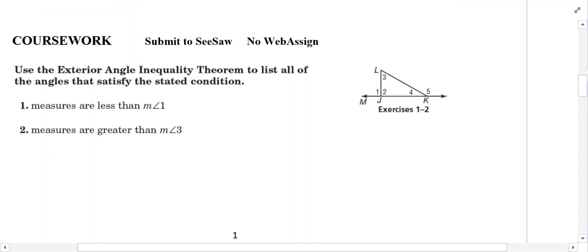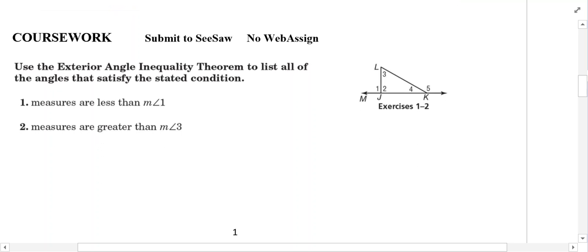For our coursework, that's exactly what we're going to look at, pictures like this that tell us the setup, like angle 1 and angle 5 are both exterior angles. So we know that for angle 1, you have to add 3 and 4 to it. So the two angles that are less than angle 1 are angle 3 and angle 4.